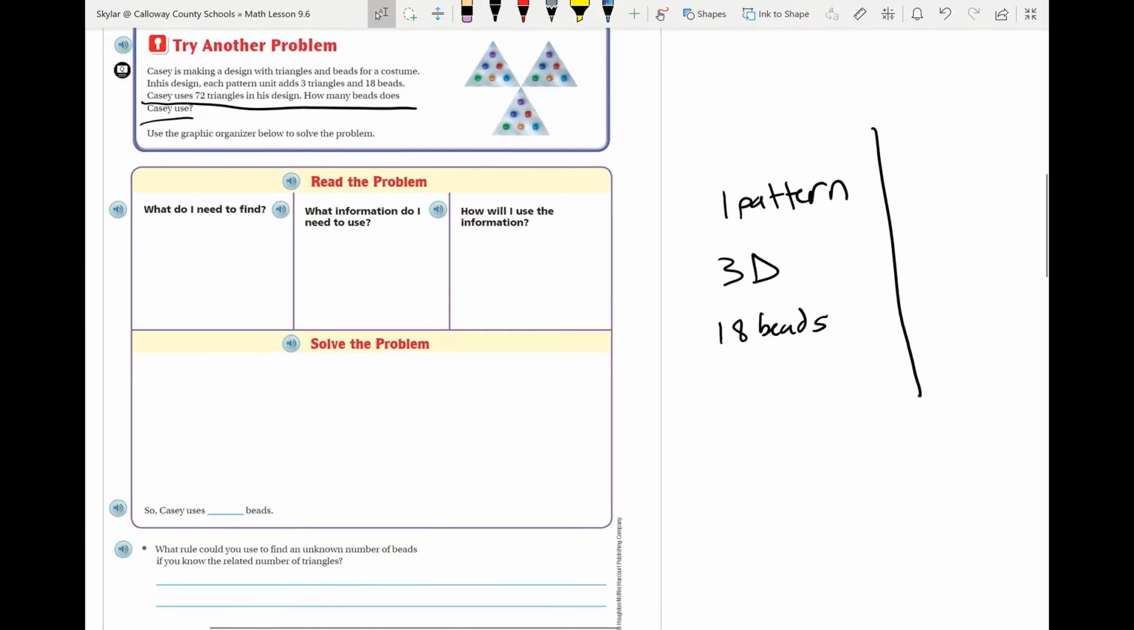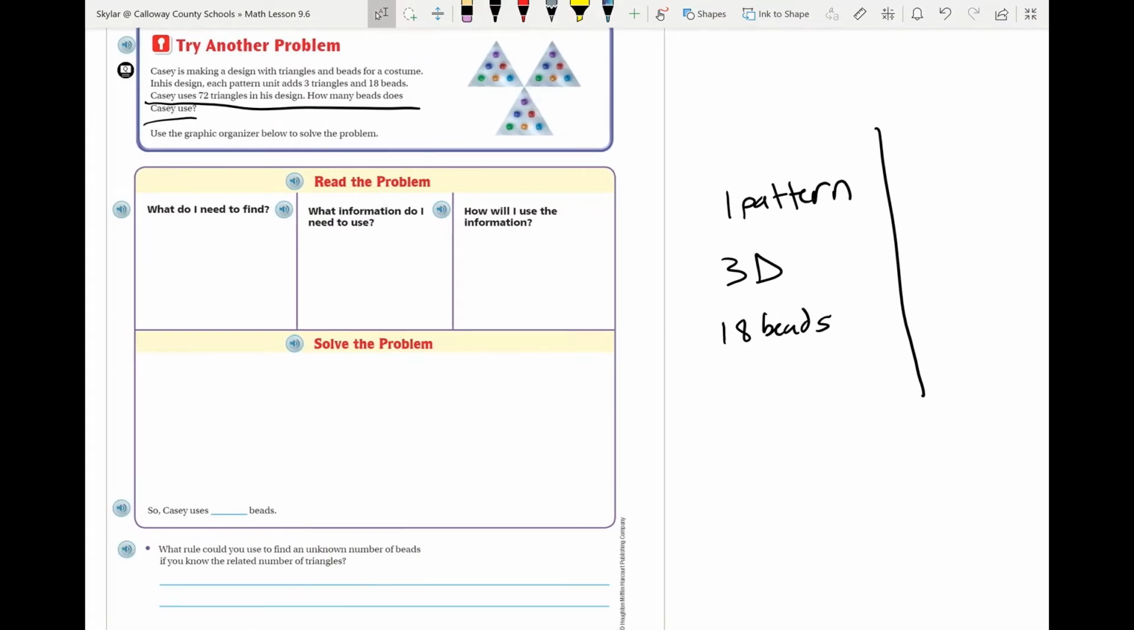So, if we're using 72 triangles, how many beads are we going to have to use? That's why writing it vertical can kind of help. You can see what that rule is. We can also even work backwards. We can fill in missing spots.